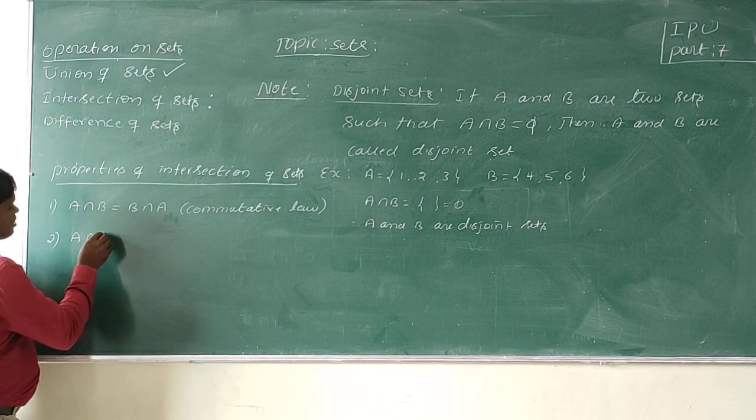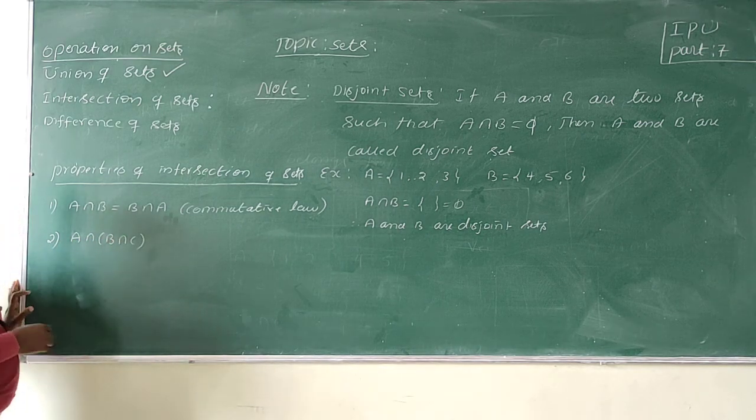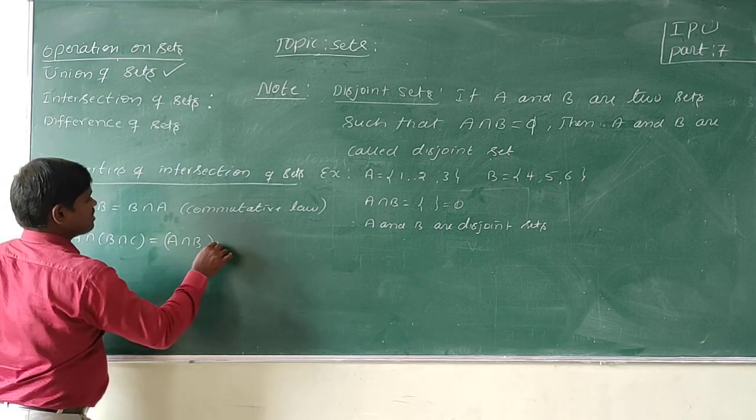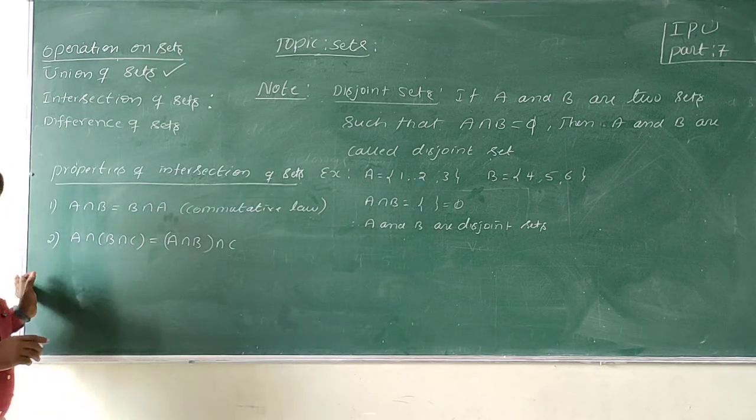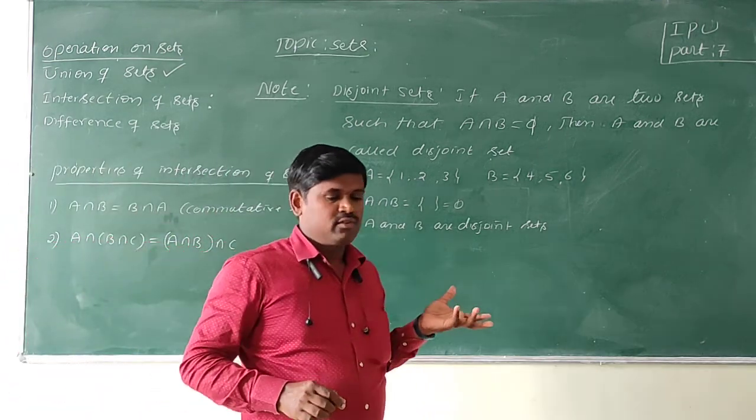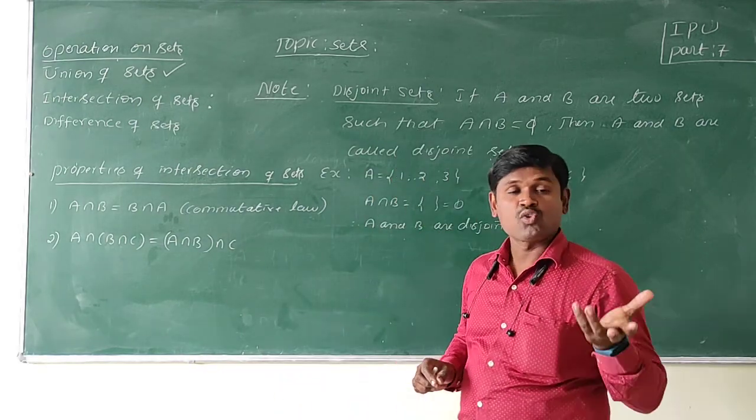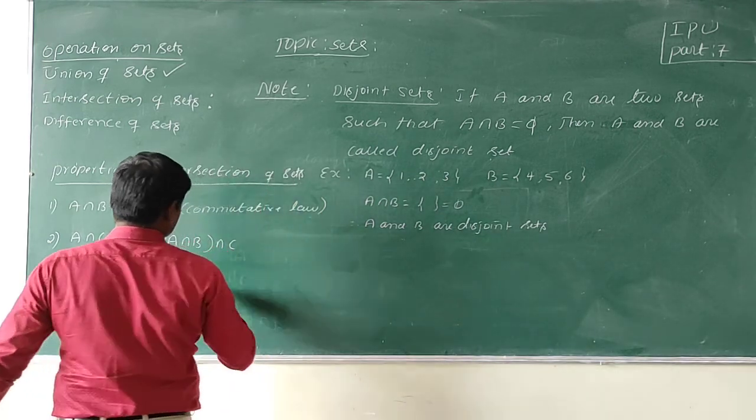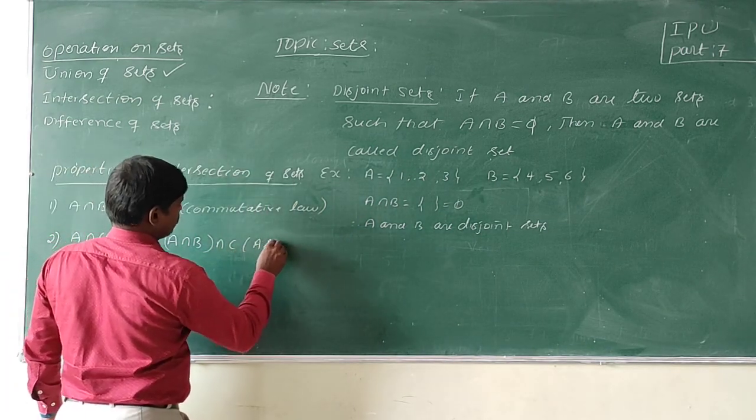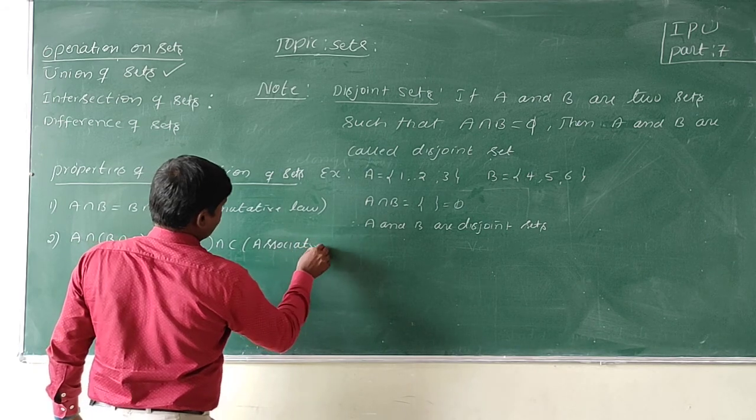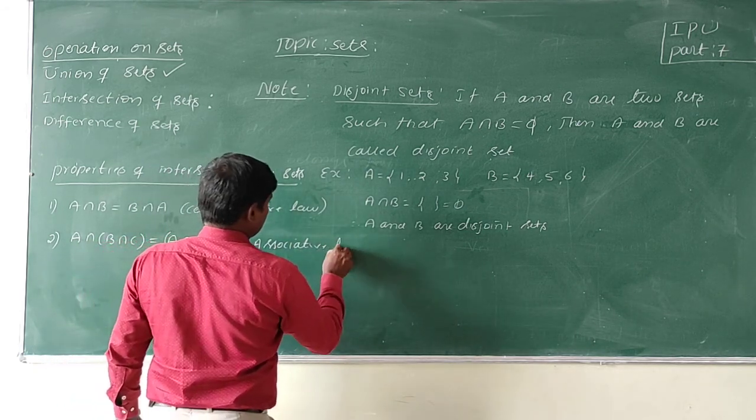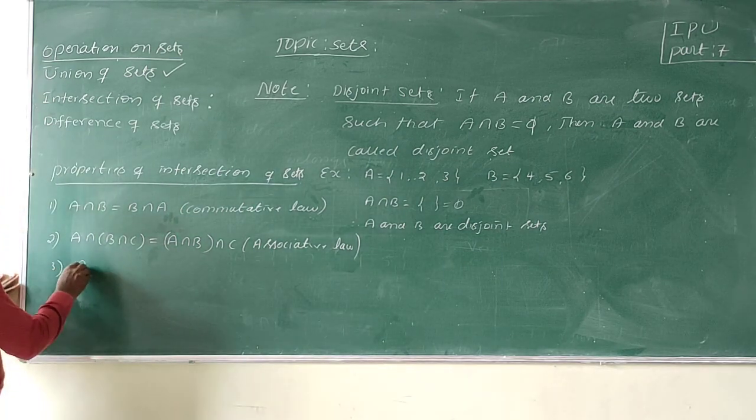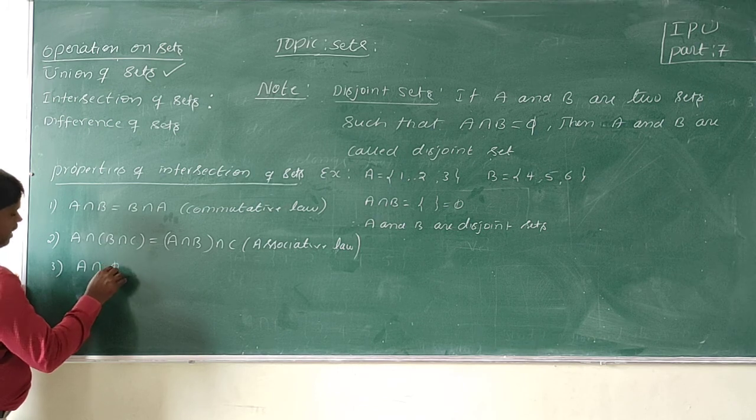Okay, so next, the second one: A intersection of (B intersection C) is equal to (A intersection B) intersection C. You already know that union of sets satisfies the associative property. Similarly, intersection of sets satisfies the associative property. That is the associative property, the associative law.